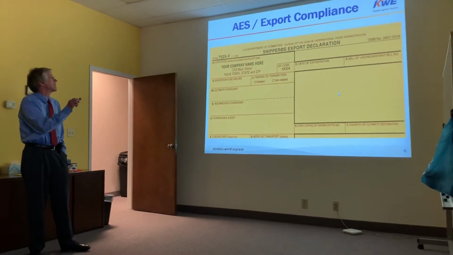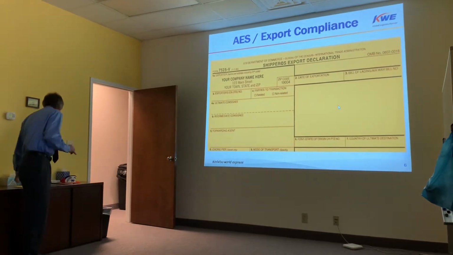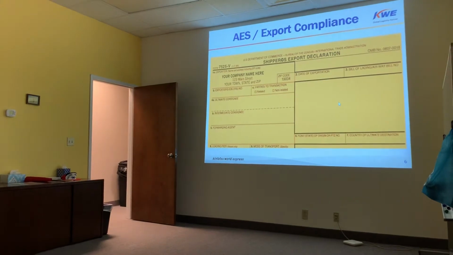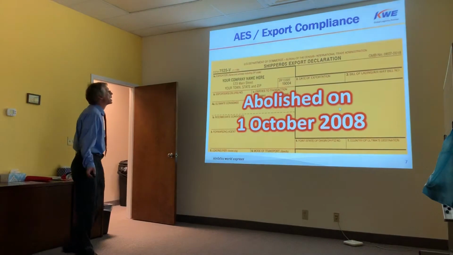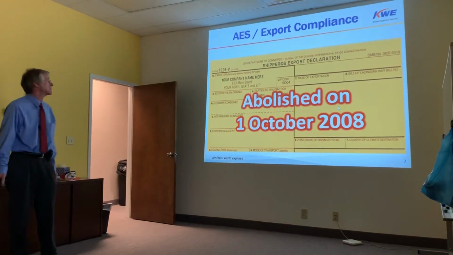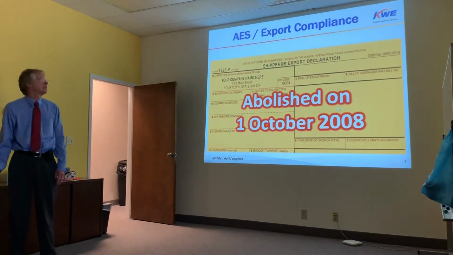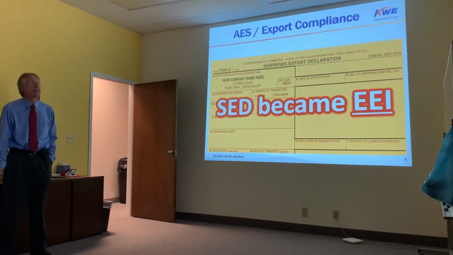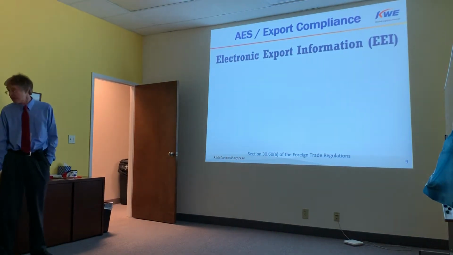This is something that some of us may or may not be familiar with. It is called the Shipper's Export Declaration. And once upon a time, we were required to use that in our jobs to declare shipment information to the Census Bureau and Customs. Well, that form was abolished way back in October of 2008, and the SED, Shipper's Export Declaration, became the EEI, which stands for Electronic Export Information.